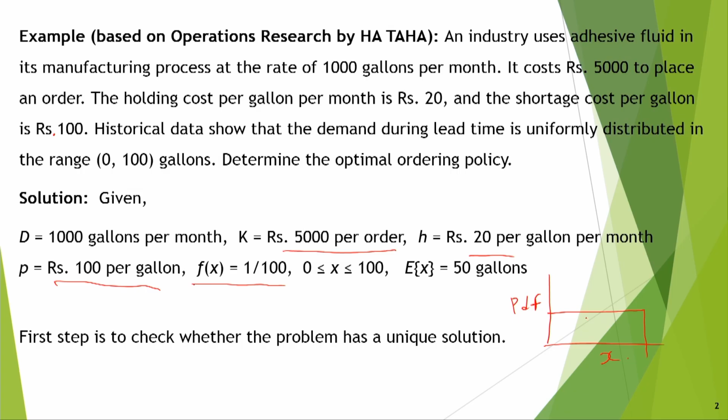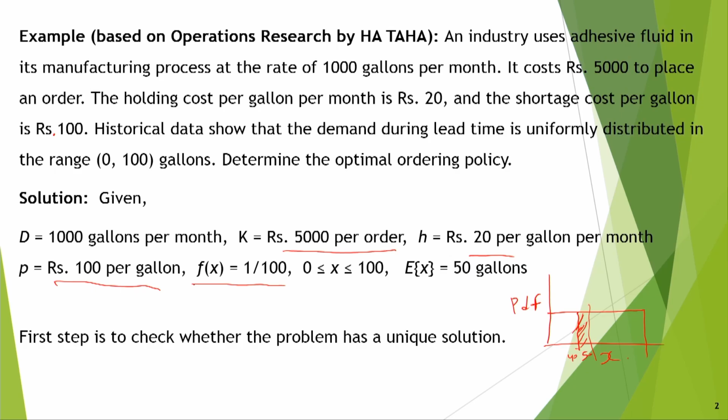Therefore, if you want to find the probability that demand will be exactly 50, that will come out to be 0, because there is no area. But if you ask what is the probability that demand will be between 40 and 50, then you can take this area between 40 and 50. So you have to understand this very correctly.